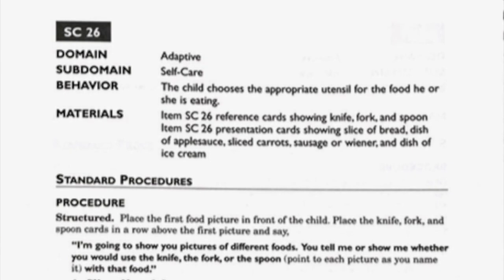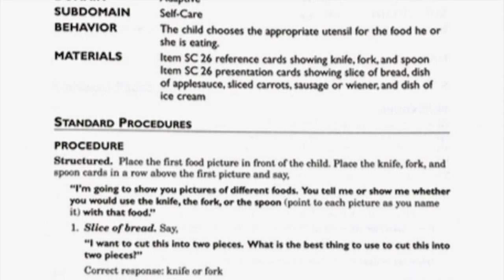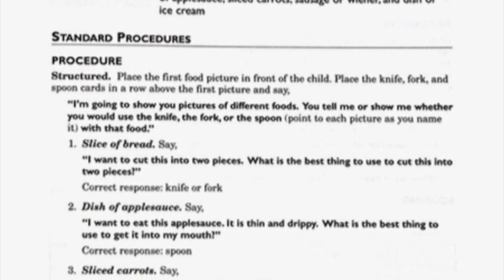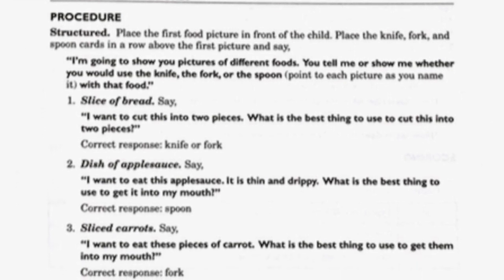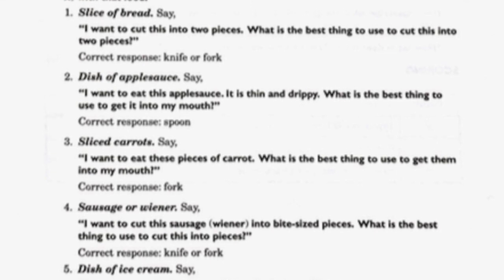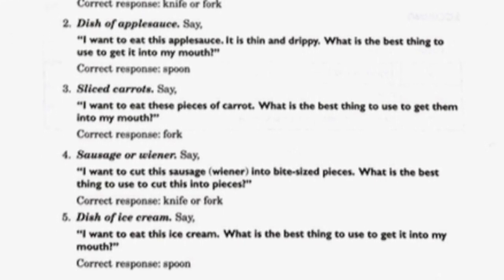In this adaptive behavior assessment, the child chooses the appropriate utensil for the food he or she is using. Materials needed include reference cards showing knife, fork, and spoon, and cards showing the slice of bread, dish of applesauce, sliced carrots, sausage, and dish of ice cream.